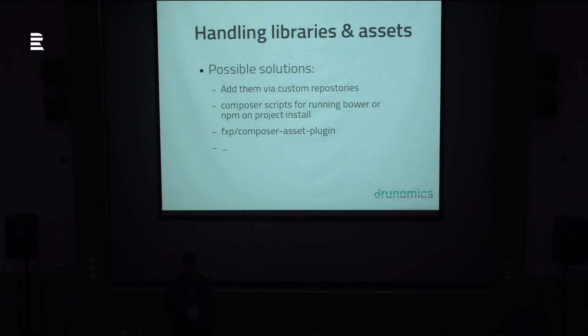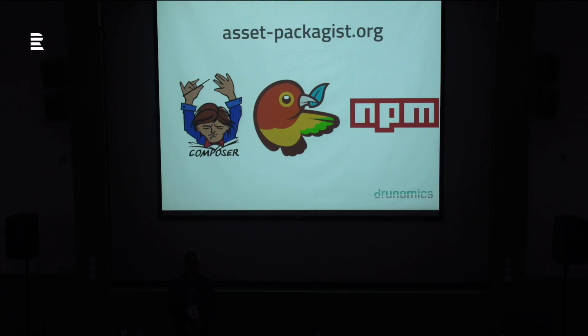So fortunately, there's a fourth option. It's assetpackages.org, which actually uses that plugin, but in a way that provides a new package source, like packagist.org, which automatically provides Composer packages for everything that's a Bower or NPM package. So that's very straightforward and easy to use.